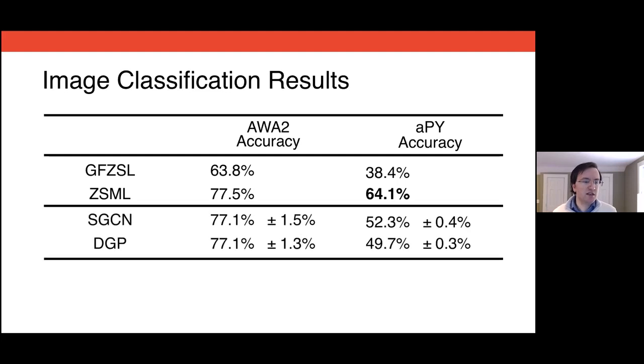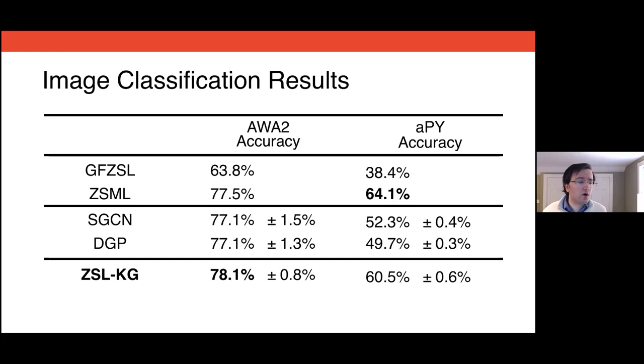And we see this also with the existing graph-based methods as well, that on AWA, animals with attributes, they're basically at the same level of performance, but there's a significant drop in accuracy on APY. And so we can close this gap a little bit with ZSL-KG, which is our approach using common sense knowledge graphs and the transformer graph convolution network architecture. And so what we see is that we can actually outperform the specialized method by a tiny bit on animals with attributes, but we can also close the gap significantly on this harder problem of the APY data set.